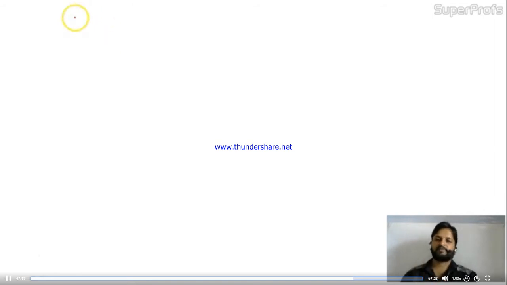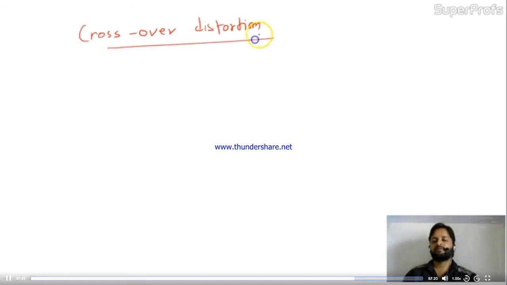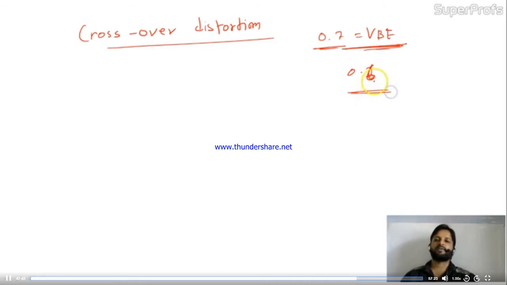Now let's come to what is crossover distortion. Friends, in the center tap or push-pull, we are using two transistors. We know for the transistor there is a minimum barrier potential, and that is 0.7 VBE. Before this point, the transistors will not work. If you are applying 0.6 volt at the VBE junction, it will not work. This is a kind of diode. A diode needs a 0.7 drop across it, then only it will run. Similarly over here also.